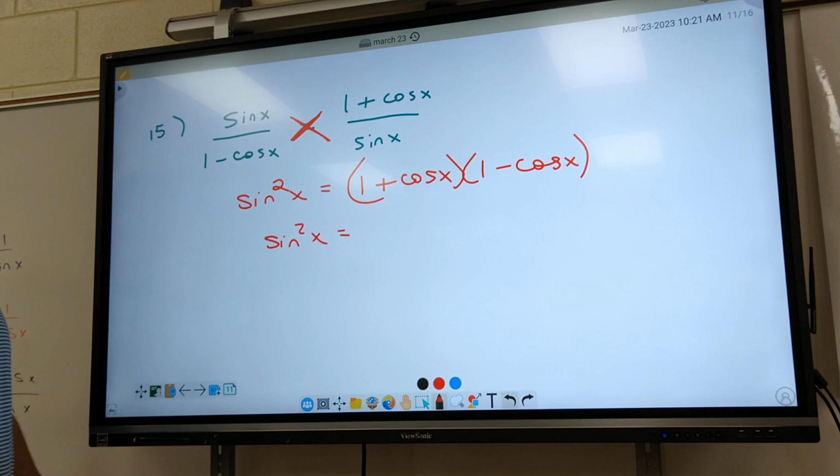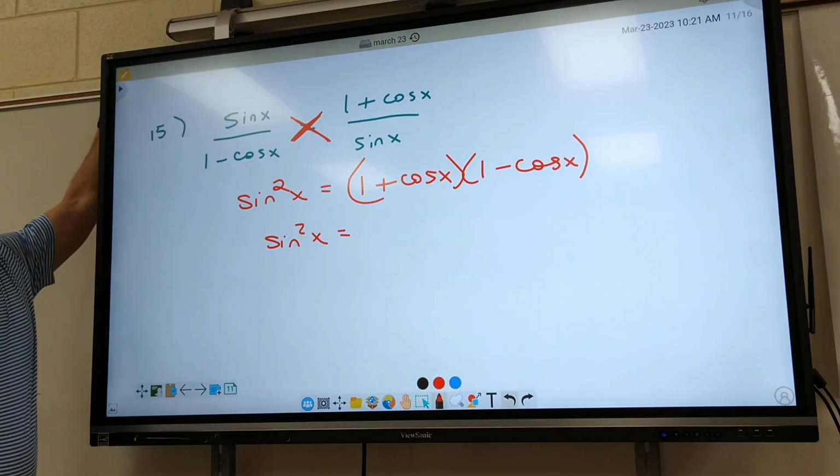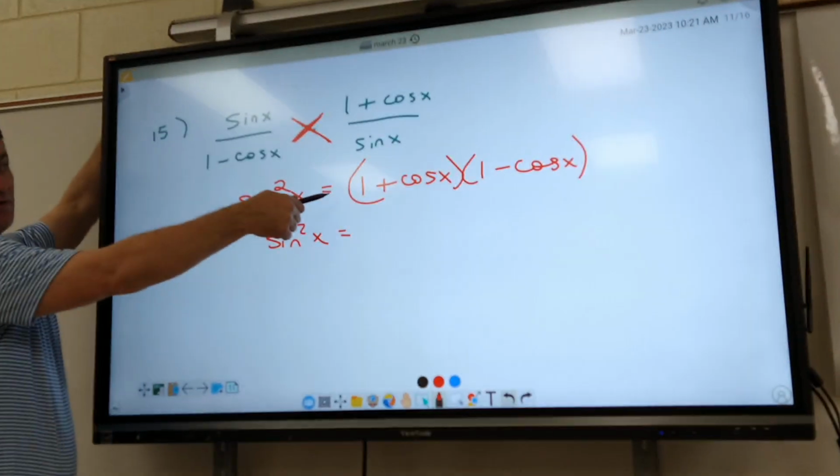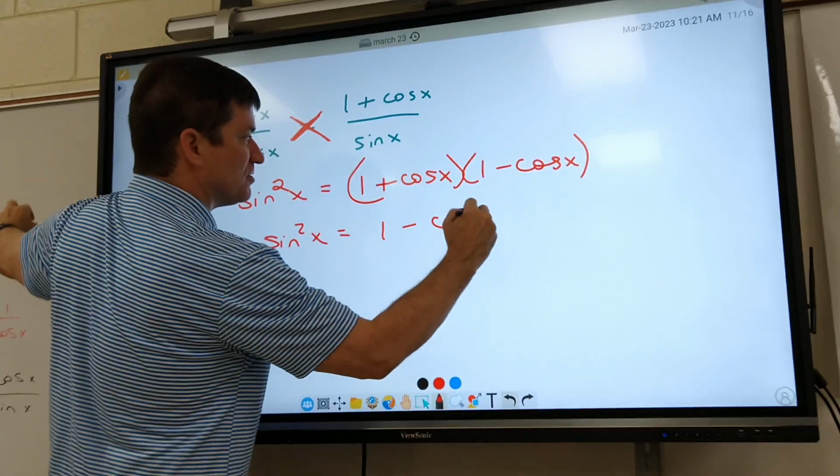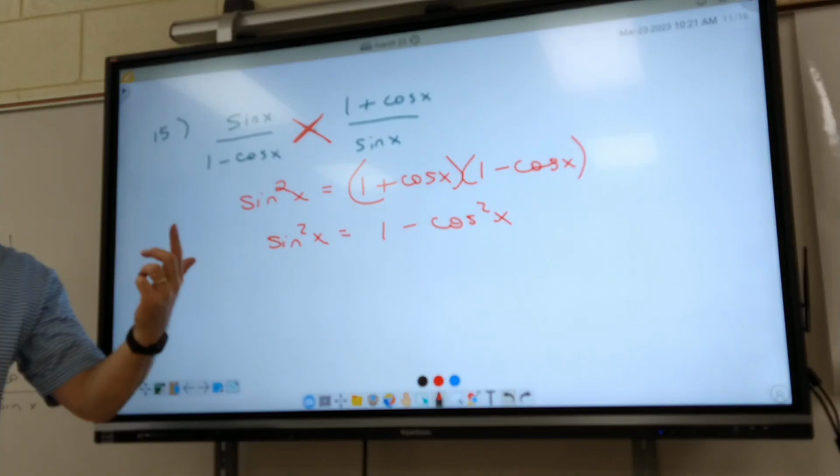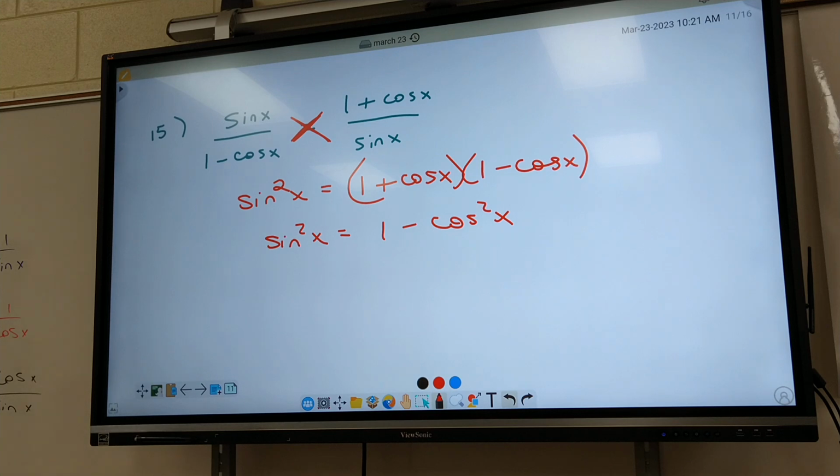All right, Jacob, what's that going to be if I fold it out? Actually, the ones are in the front now, so it'll be 1 minus cosine squared. That does matter. If the ones are in the front, you got to put 1 in front. All right, now hopefully that's a formula. All right, so you got it done. Sine squared equals sine squared.